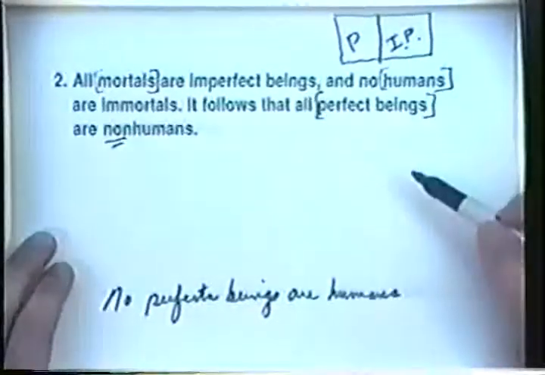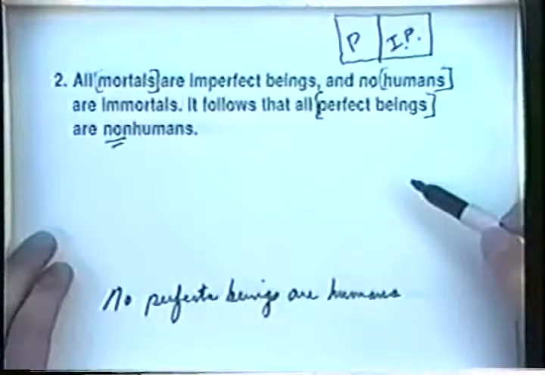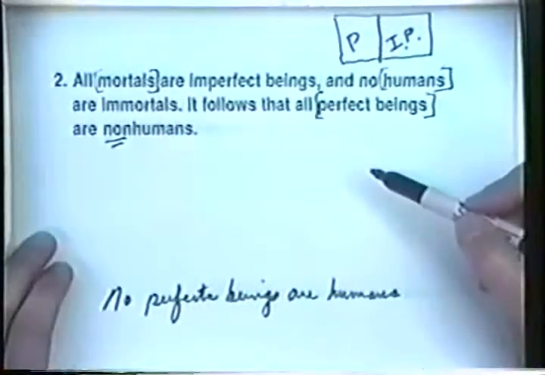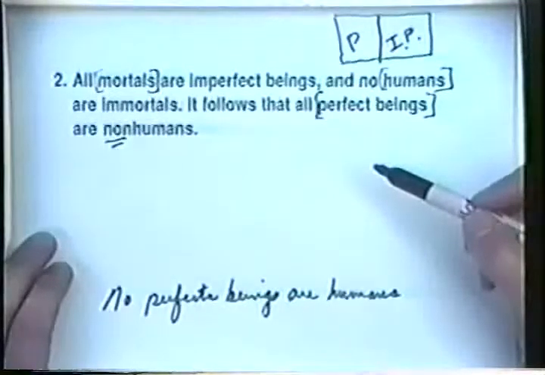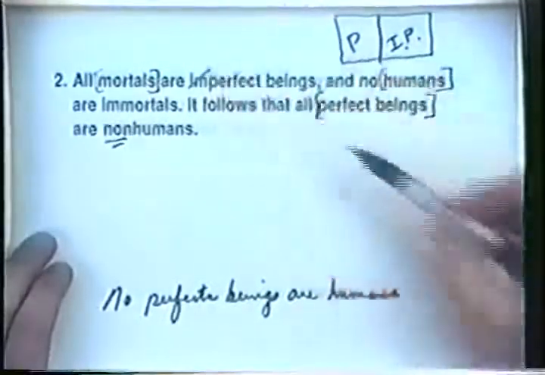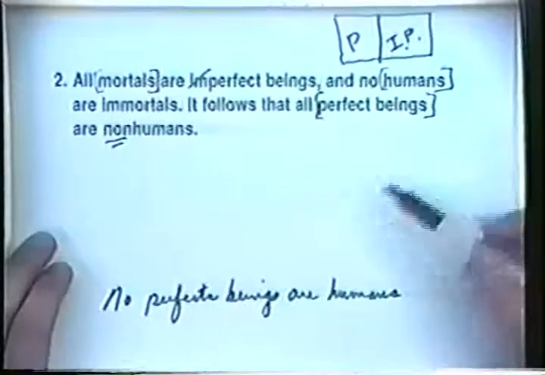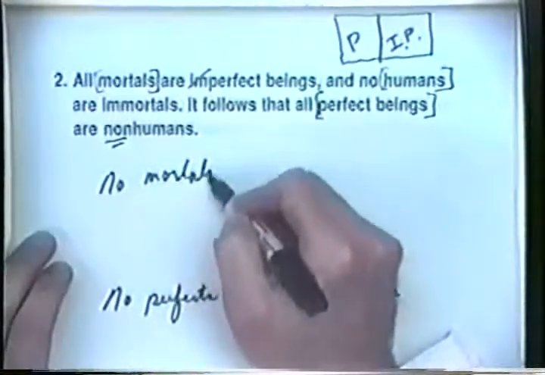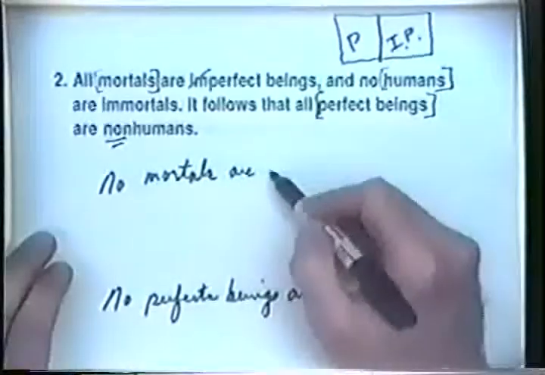Now, what about the first premise? All mortals are imperfect beings. Well, if all mortals are imperfect, then it follows that no mortals are perfect. And that will allow us to get rid of the im prefix in the first premise, and we end up with no mortals are perfect.